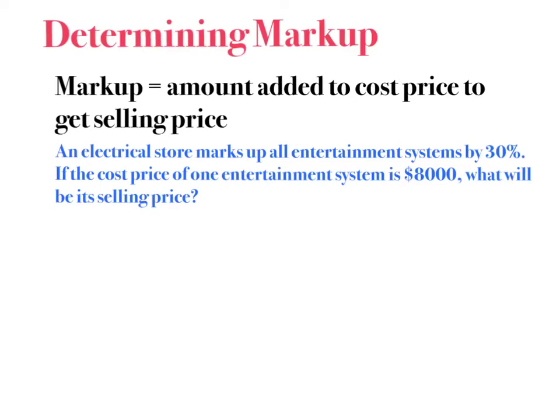So an electrical store marks up an entertainment system by 30%. Okay? So JB Hi-Fi marks it up by 30%. If the cost price of it was $8,000, so if JB Hi-Fi bought it for $8,000, what will be its selling price? Now, there's two ways you can look at it. I'm going to show you the first way that I would do.